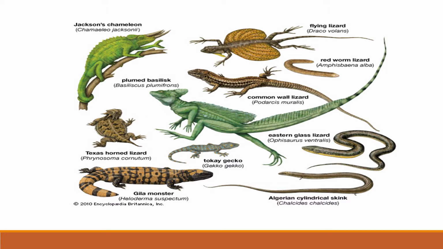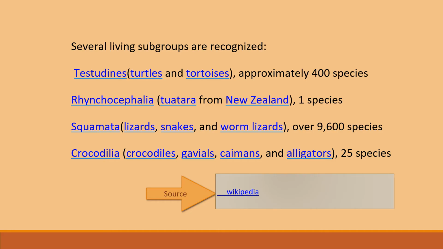crocodiles, alligators, Gavialis, etc. The living reptiles include turtles, tortoises, lizards, snakes, crocodiles, alligators, etc. There are about 10,000 species of reptiles existing today.